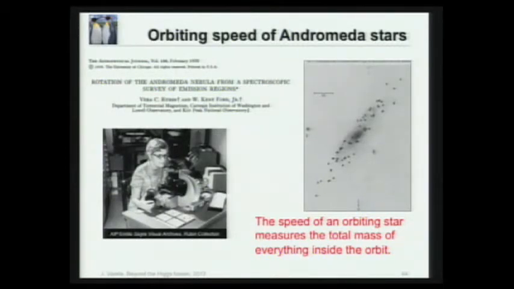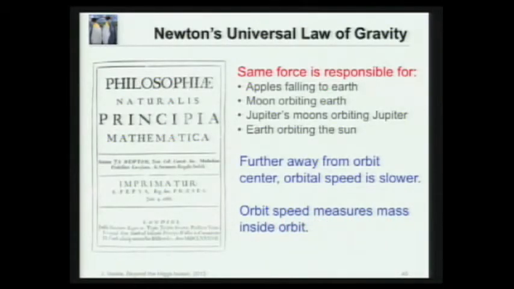See, the stars rotate in this galaxy, and Vera Rubin published at some point a paper about these measurements. Now, the point is that the speed of an orbiting star measures the total mass of everything inside the orbit. So this is the main point. Measuring the speed of rotation of a star is the same as measuring the mass inside the orbit. So this we know since Newton.